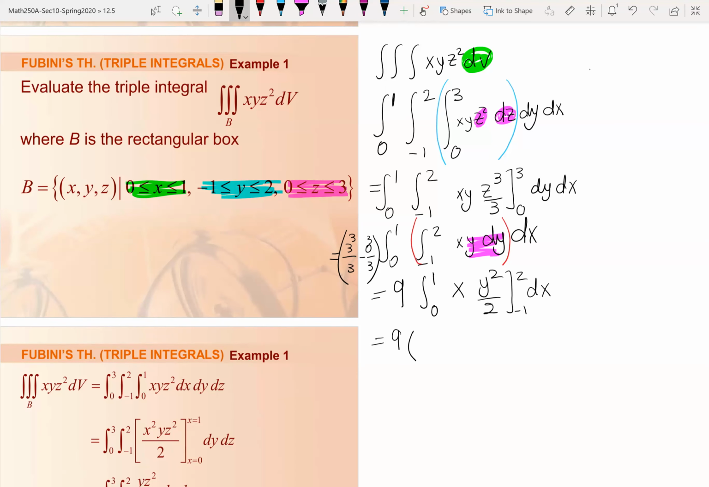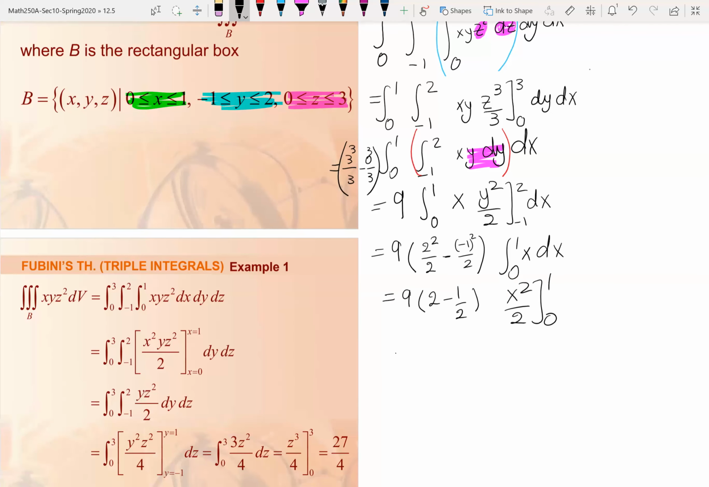Divided by, okay, y squared. So it's 2 squared divided by 2 minus (-1) squared divided by 2. That's for the y, and the last term is for the x. And that was 9 times (4 divided by 2, which is 2, minus half). And then x squared divided by 2 is the last one because of x dx. So 4 minus 1, and then this is 1/2 minus 0/2.